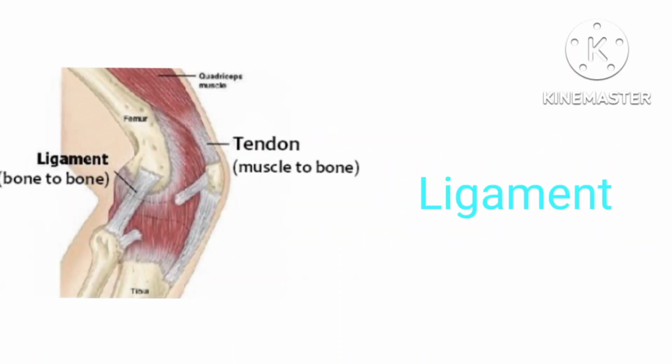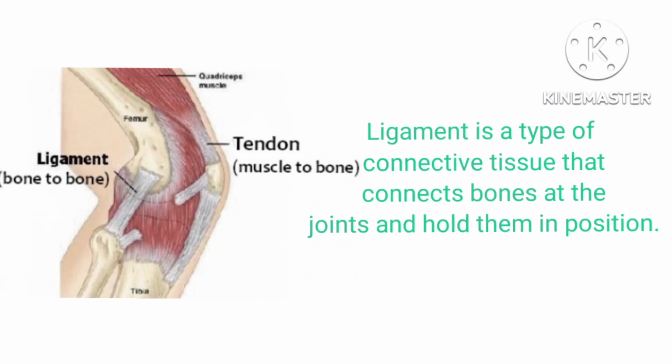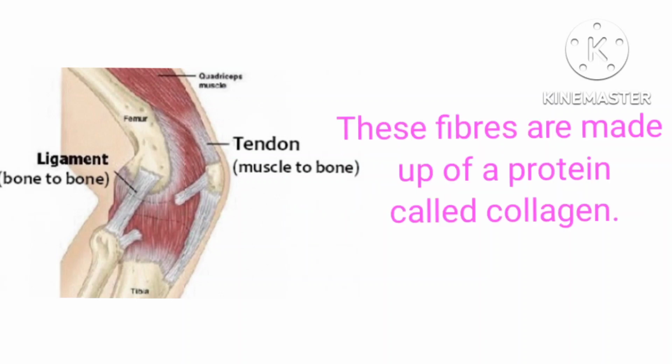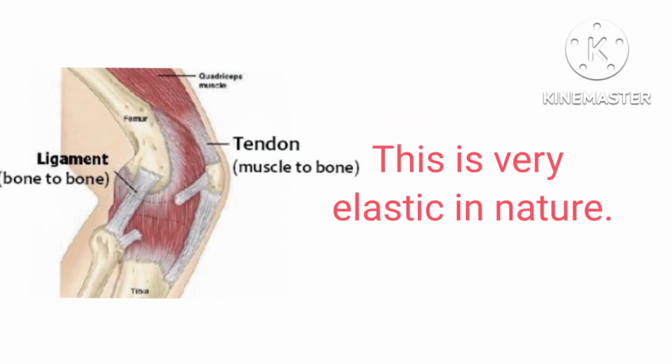Ligament. Ligament is a type of connective tissue that connects bones at the joints and holds them in position. It is made up of a large number of fibers. These fibers are made up of a protein called collagen. This is very elastic in nature.